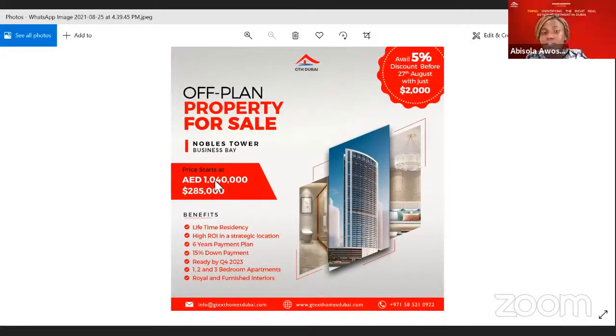So kindly convert 1,040,000 dirhams. Just multiply by 143. That's for your 1 bedroom. The 2 bedroom is 1.6. Okay, that's 148 million. 1 bedroom is 1,056,000. 1,056,000 times 143, so you'll be having about 223.80 million naira.